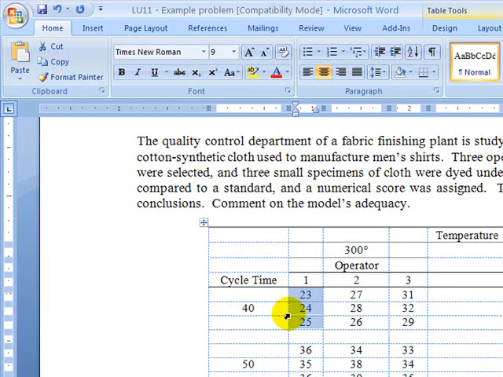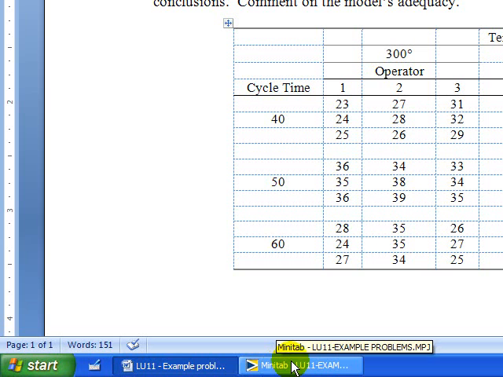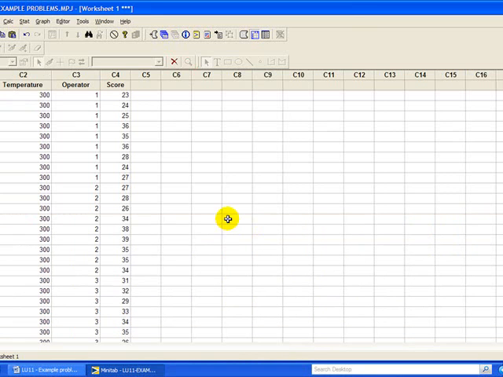Now the first thing, as usual, is to enter this data in Minitab, and this time, since the number of experiments is huge and we have three factors, we have to be very careful while we enter the data in Minitab, right? I already entered the data here, but let me show you what I did.